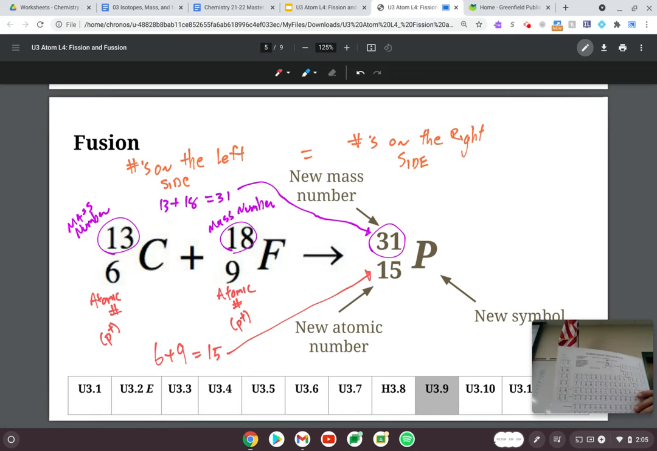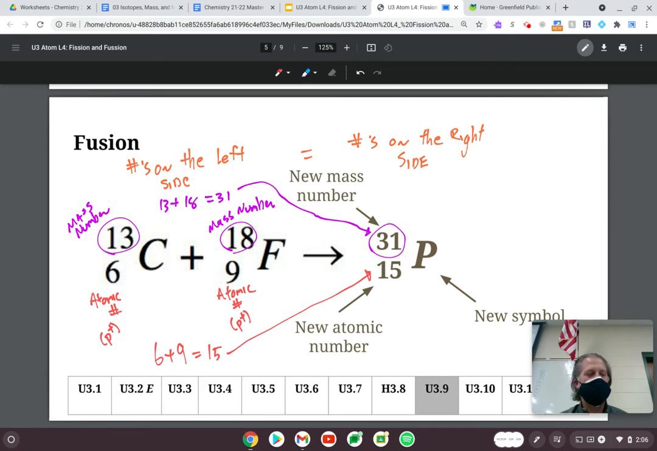Anyway, I'm going to locate element number 15 on the periodic table, and I see that element number 15 on my periodic table is phosphorus. So carbon with a mass number of 13 and fluorine with a mass number of 18 produce phosphorus with a mass number of 31. And that's kind of all there is to it.